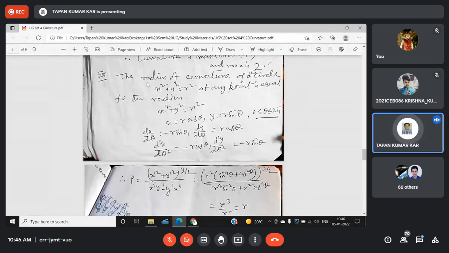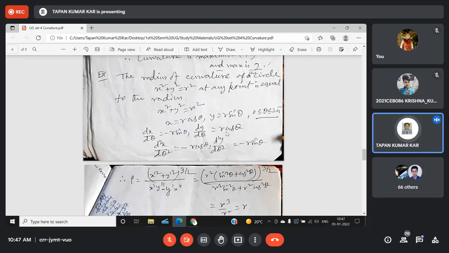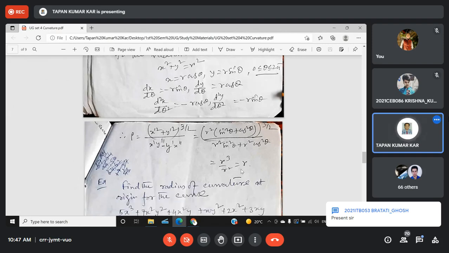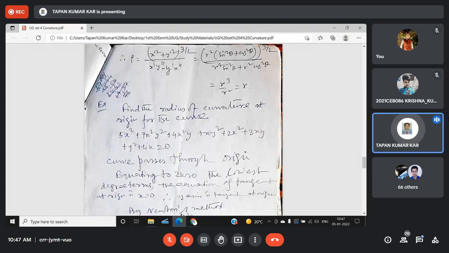And this is, look at this, one curve, the radius of curvature of the circle. It is taken in the parametric form, x equal to r cos theta, y equal to r sin theta. And this is the formula for the parametric form: dx/d theta, d square x/d theta square, dy/d theta, d square y/d theta square. Substitute here, you will find the radius of curvature as r. It is the radius of the circle. Okay, then find the radius of curvature at the origin of the curve.